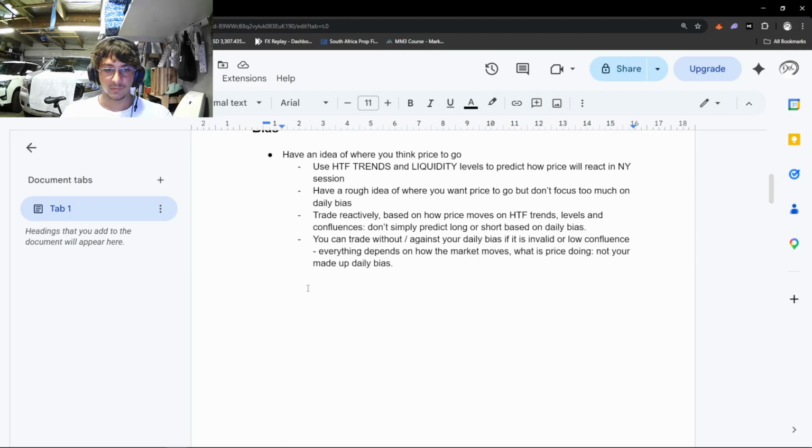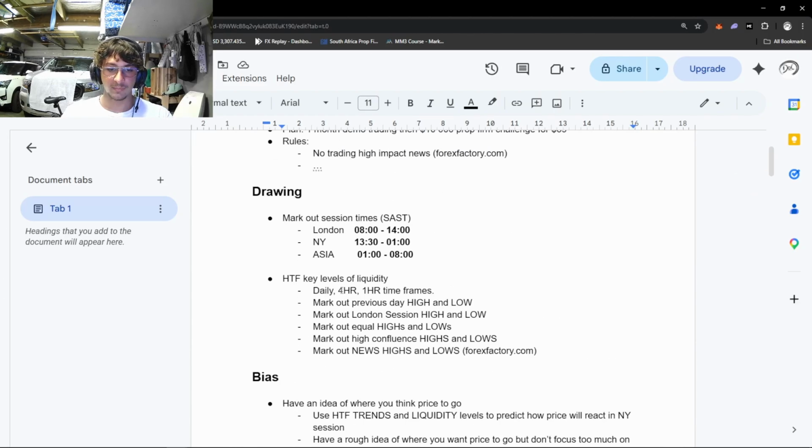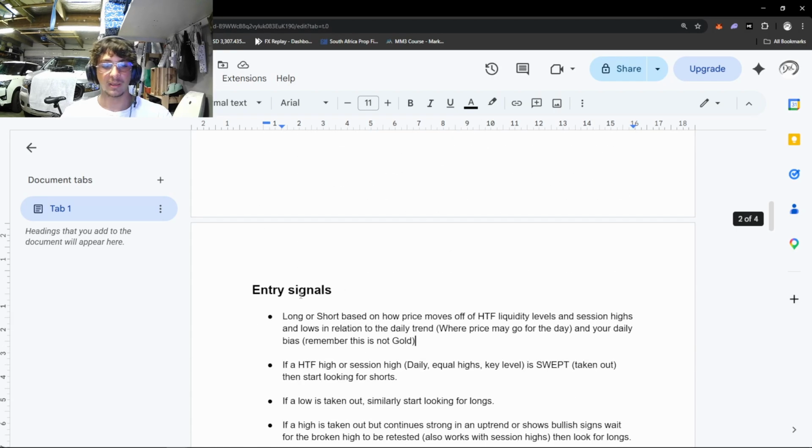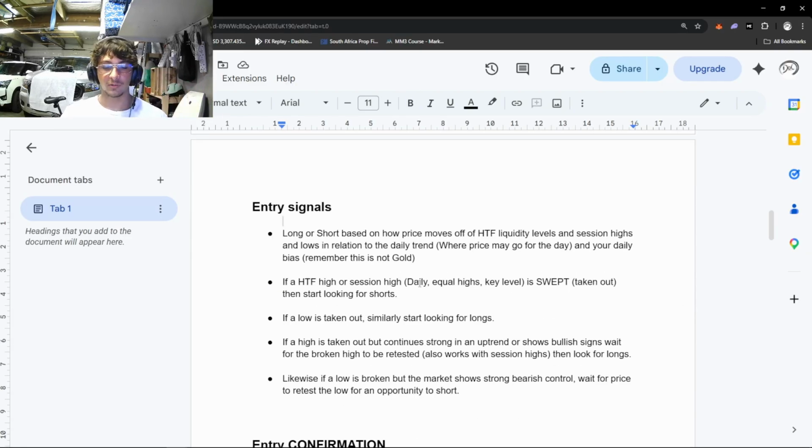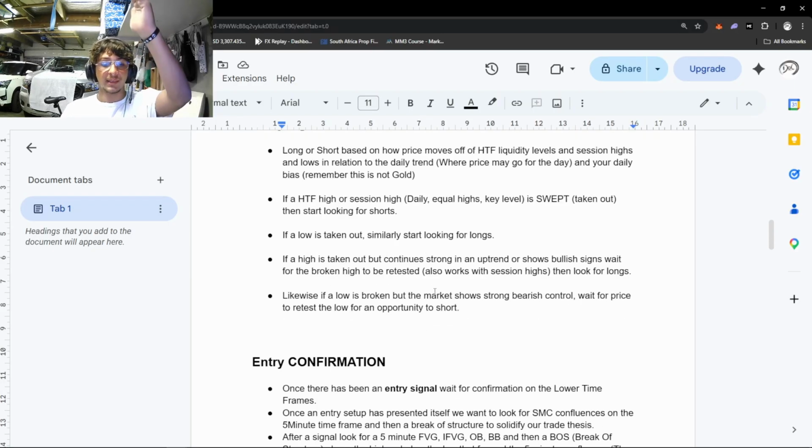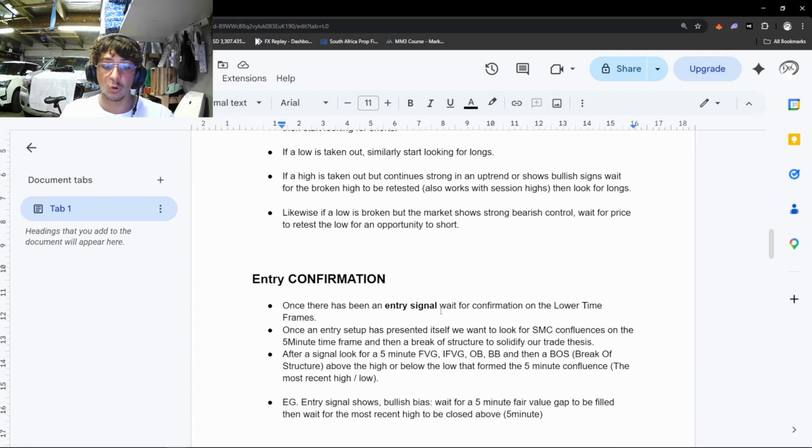Okay, so once you've drawn your higher time frame areas of liquidity, then you want to look for those to be interacted with for an entry signal. So if a higher time frame high, session high or daily equal key level is swept, then look for shorts. If a low is taken out, similarly, look for longs. If a high is taken out but continues strong in an uptrend or shows bullish signs, wait for the broken high to be retested and then look for longs. Likewise, if a low is broken but the market still shows strong bearish control, wait for price to retest the low and then look for an opportunity to short.